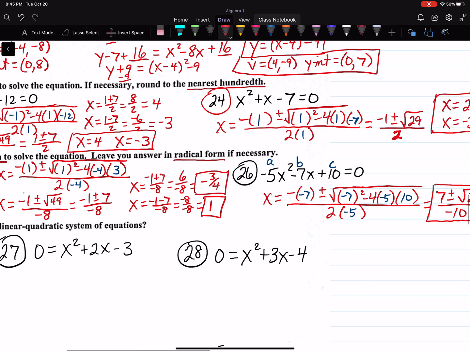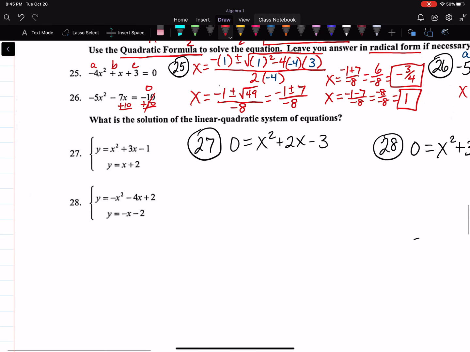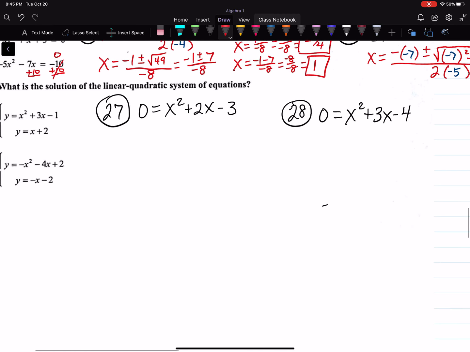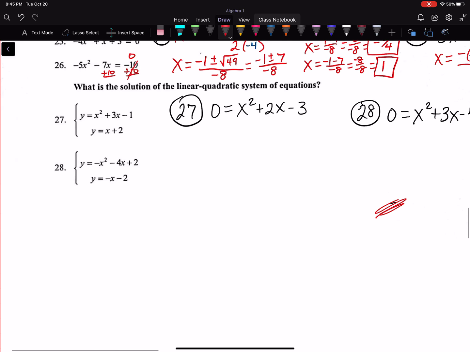Okay. All right, our last two problems. Okay. 27 and 28. You see these things I have here. I've already kind of worked it out a little bit, but it's not complete. Let me show you how I got to these.